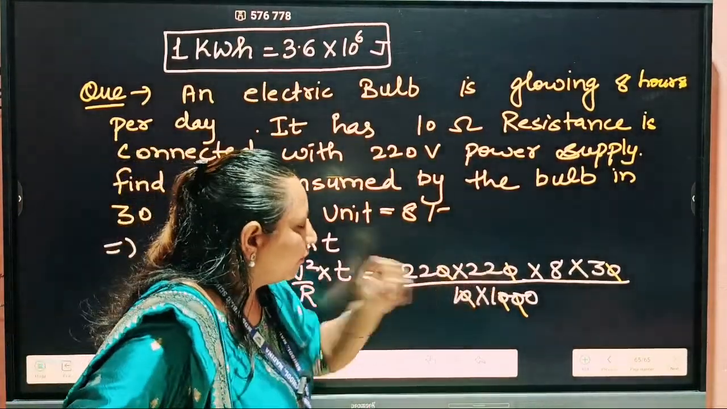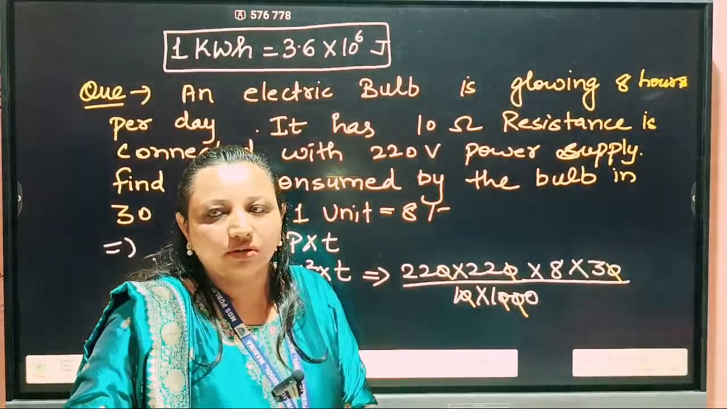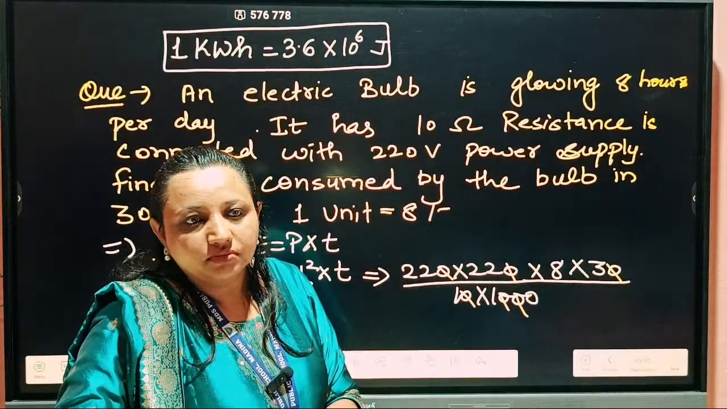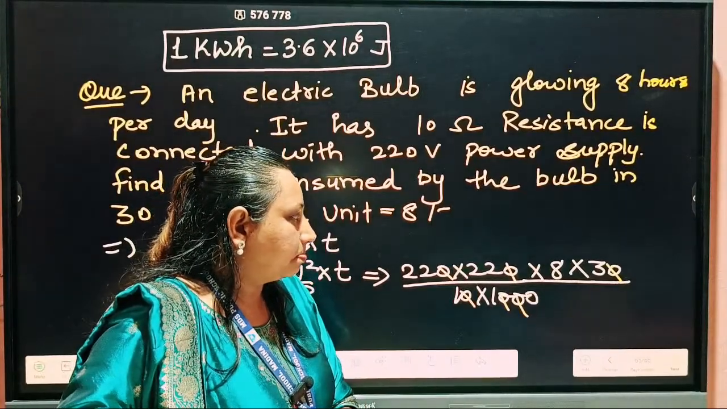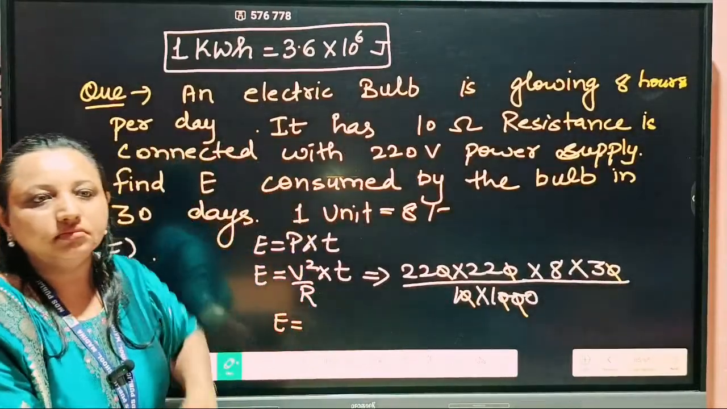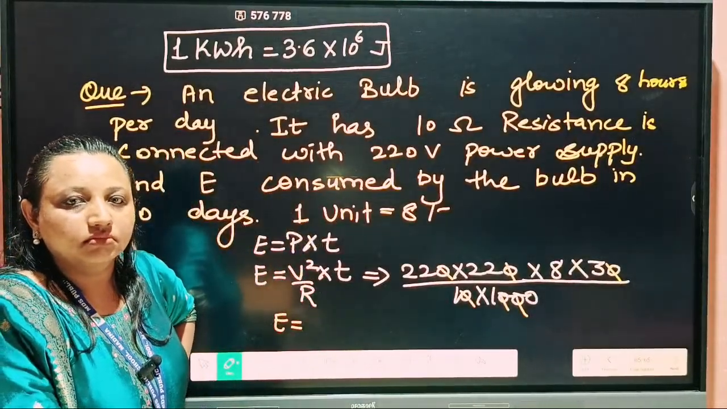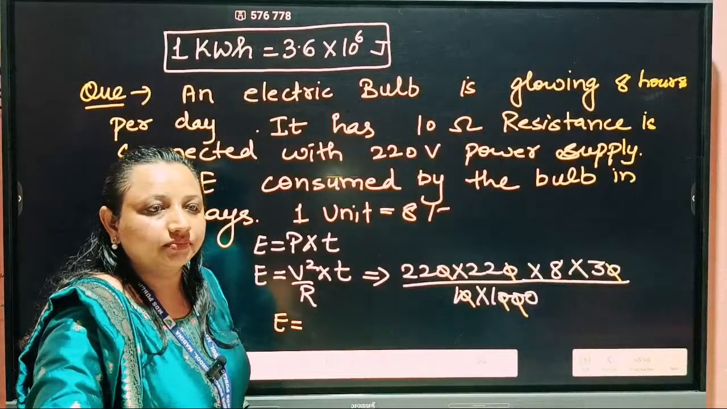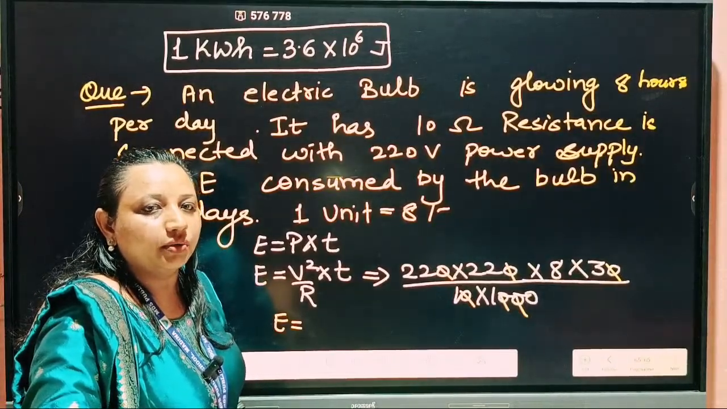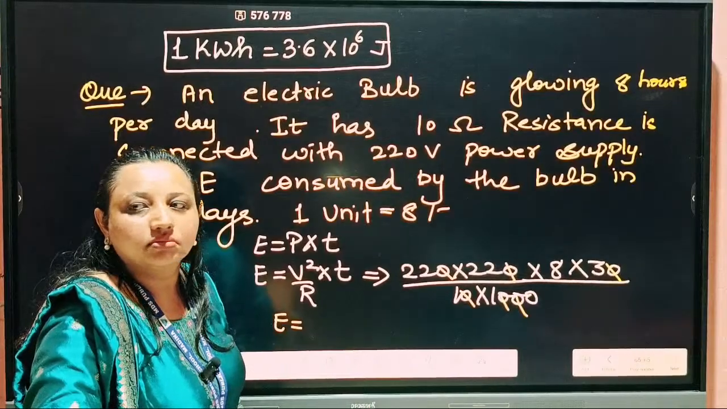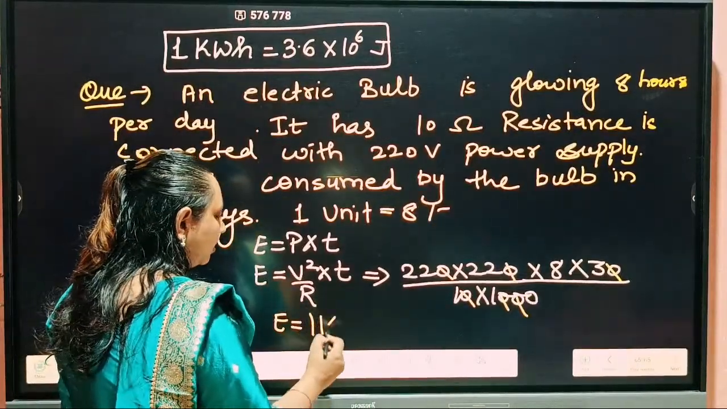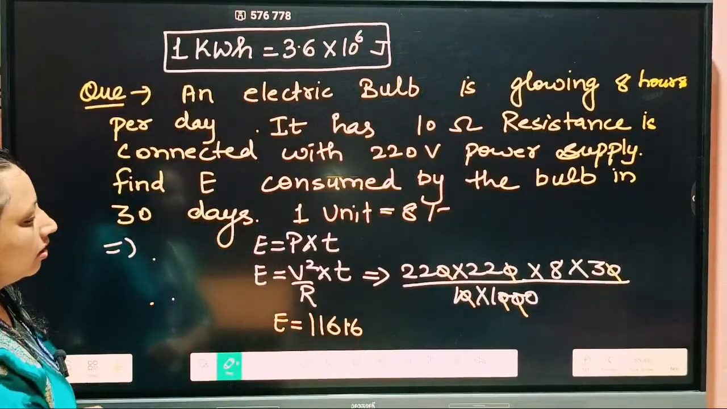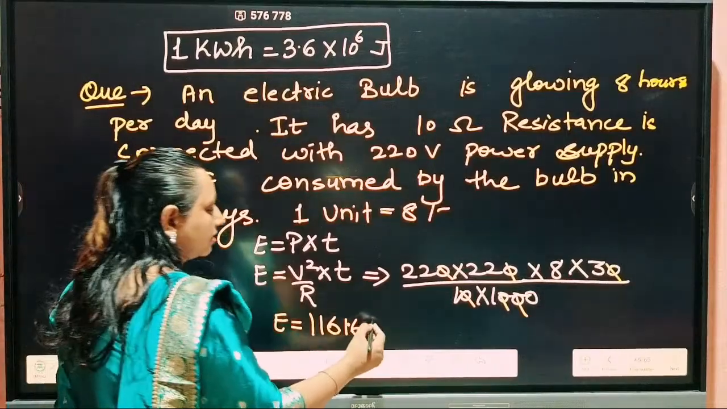22 into 22, 484. 484 into 24. Multiply 484 with 24, then divide by 10. 484 into 24 is equal to 116 upon 10. So 1161.6 kWh.